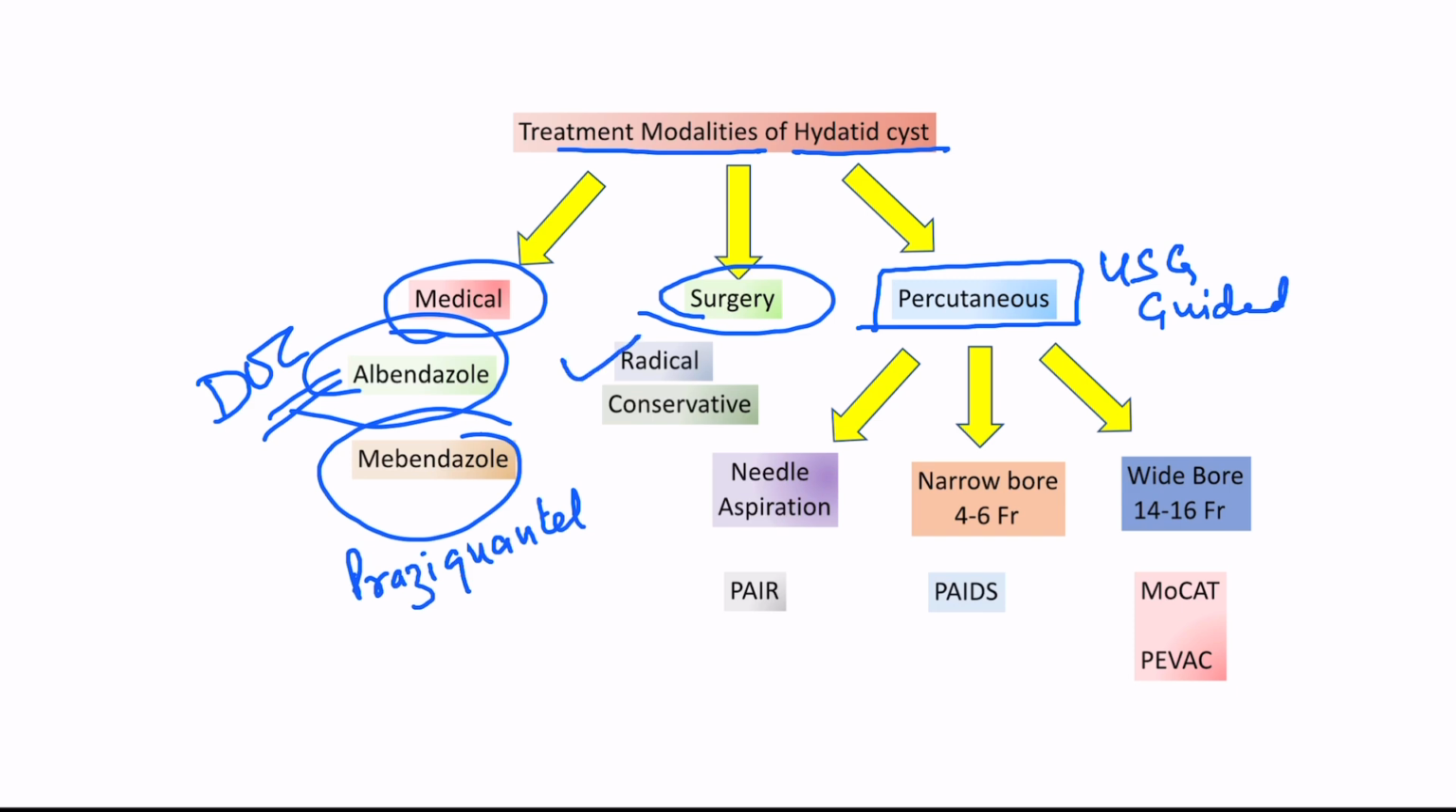In the surgical treatment, we have radical surgery or conservative surgery. Radical surgery means either we are removing the total hydatid cyst along with its pericyst, or we are doing a liver resection.